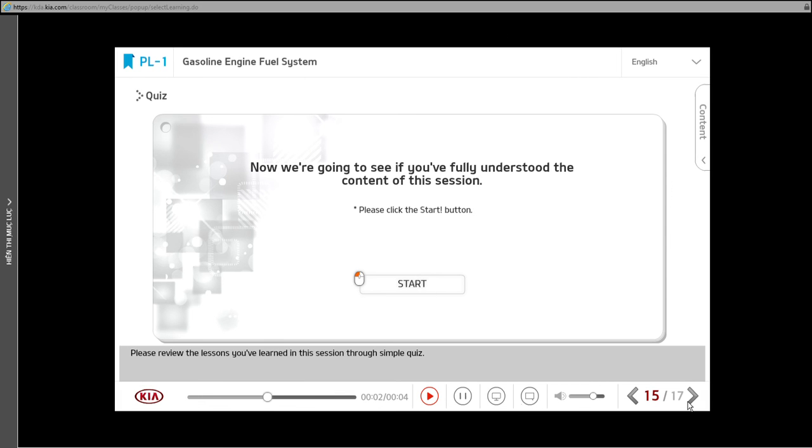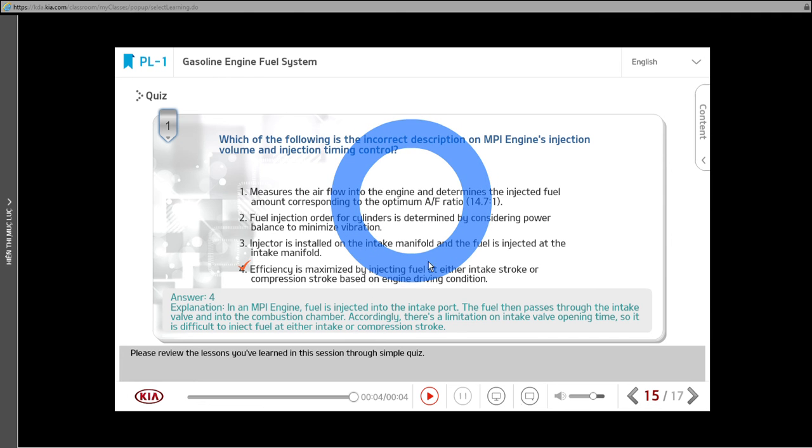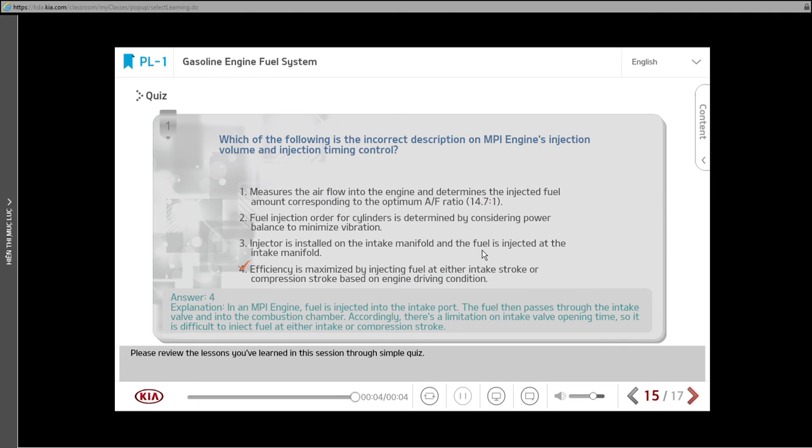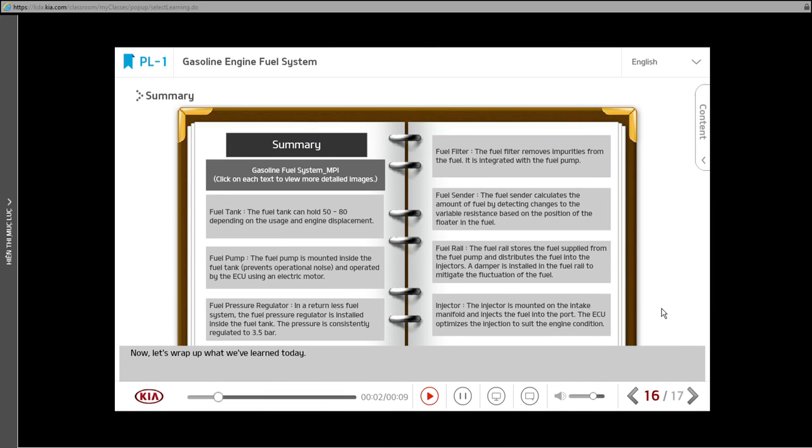Please review the lessons you've learned in this session through simple quiz. Now, let's wrap up what we've learned today.